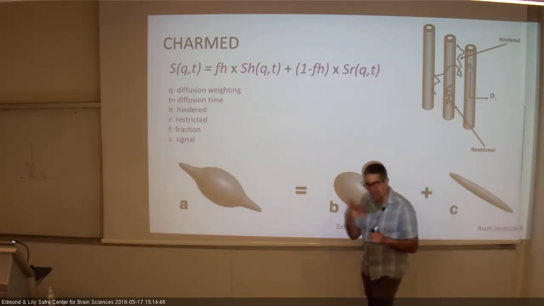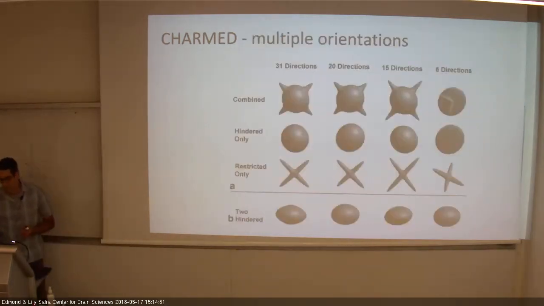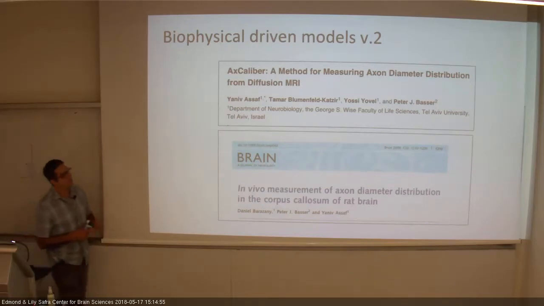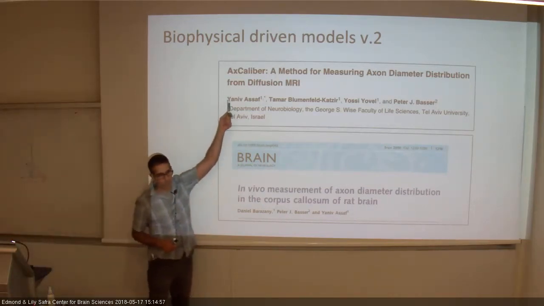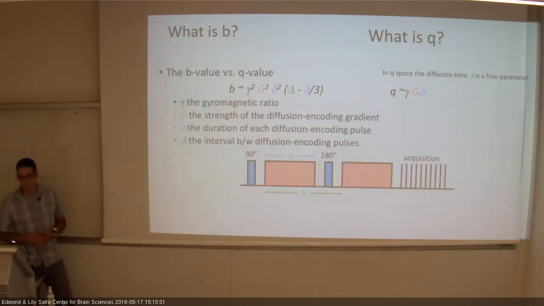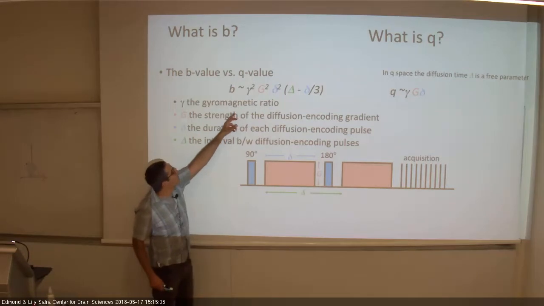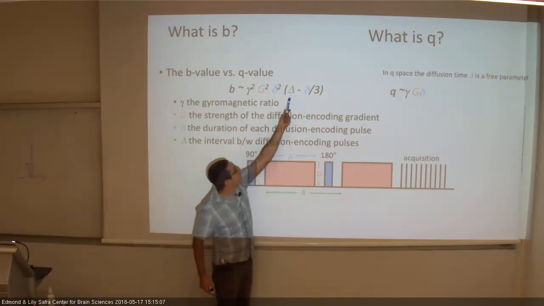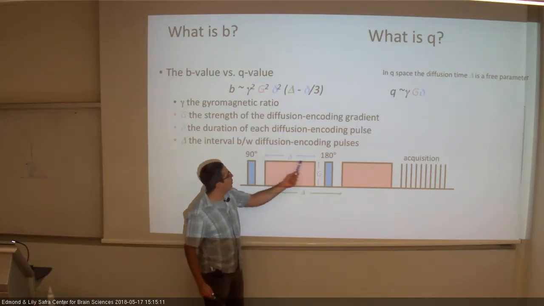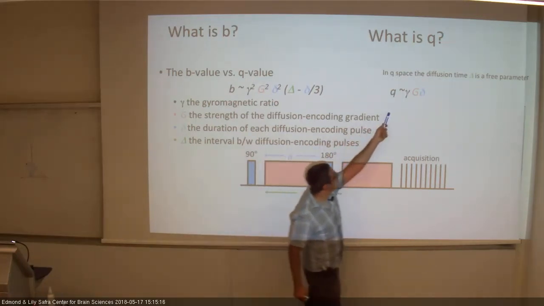Okay, so with this thought in mind, they build this model, and they name it AxCaliber, measuring the axon caliber. And they change the term instead of using B, which also includes the time of diffusion, right? The time between the gradients and the time that they open the diffusion now become a parameter in the model. So they define something they call Q.